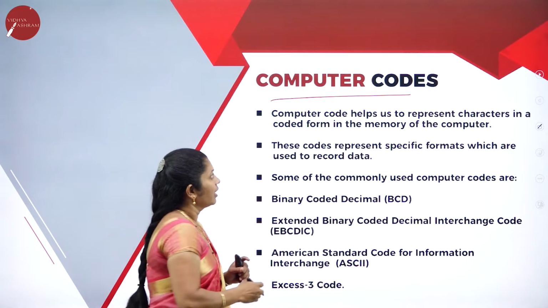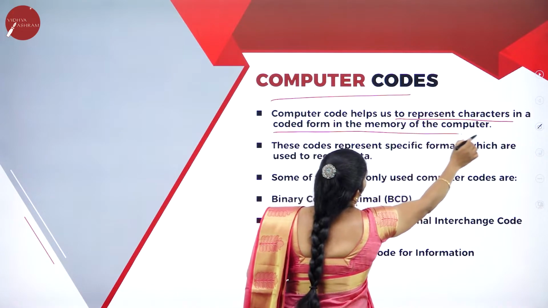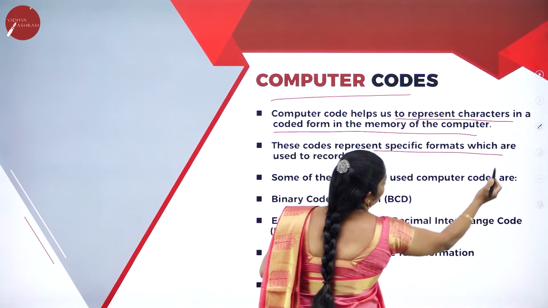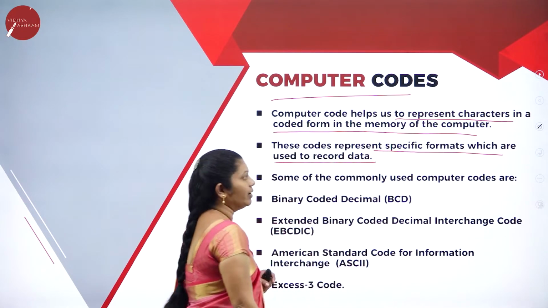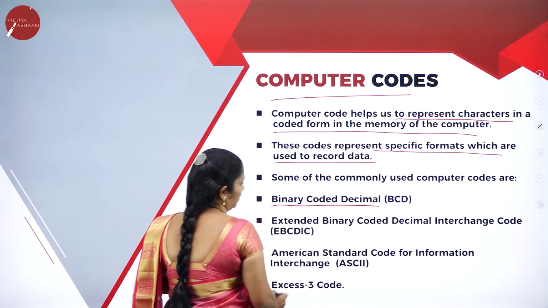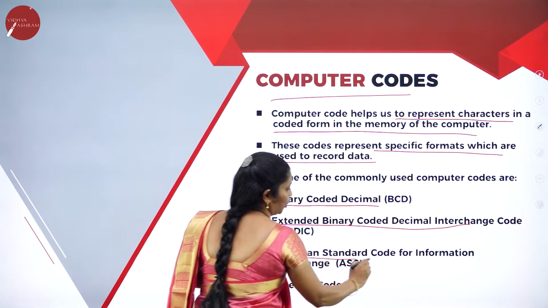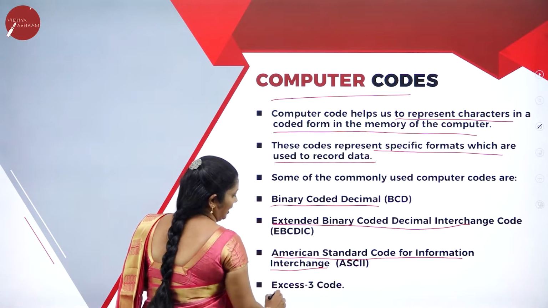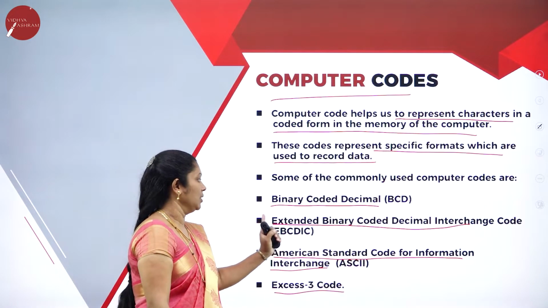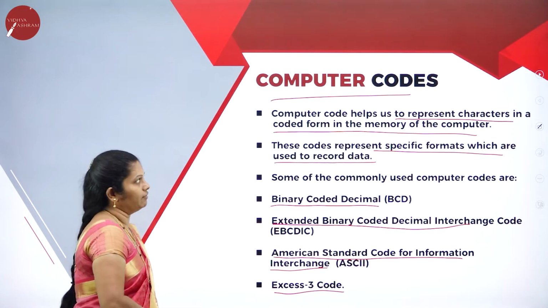Now, computer codes help us to represent characters coded in the memory of the computer. These codes represent specific formats which are used to record data. The commonly used computer codes are binary coded decimal, extended binary coded decimal interchange code, American Standard Code for Information Interchange, that is ASCII, and XS3. There are 4 types under computer codes: BCD, EBCDIC, ASCII as well as XS3. Now one by one we will explain.